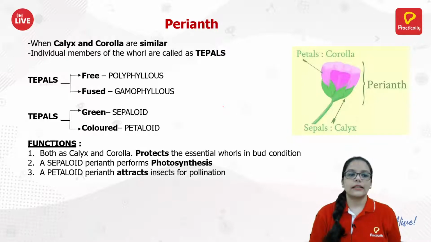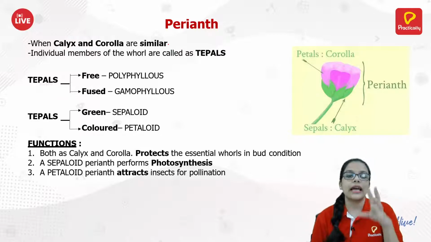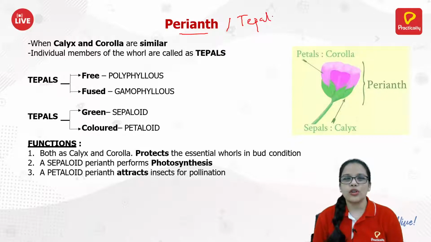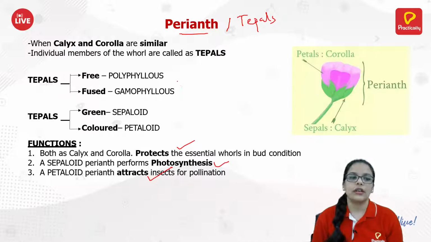Okay. So next, there is perianth. The whole calyx and corolla together. When you call calyx and corolla together, that is known as a perianth, and they are known as tepals. Not all plants have tepals, only some plants have. They both act as calyx and corolla: protection, photosynthesis, and because they have petals, of course they attract for pollination. When they are free, they are polyphyllous. When they are fused, they are gamophyllous. When they are green in color, doing photosynthesis, they are sepaloid. When they are colored, they are petaloid.